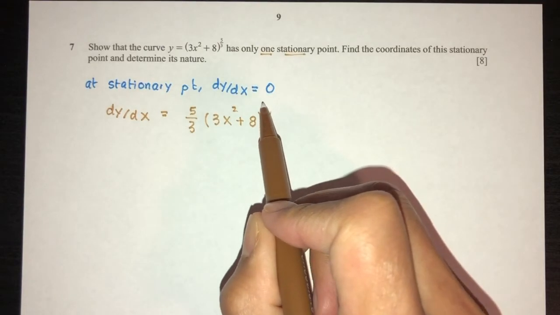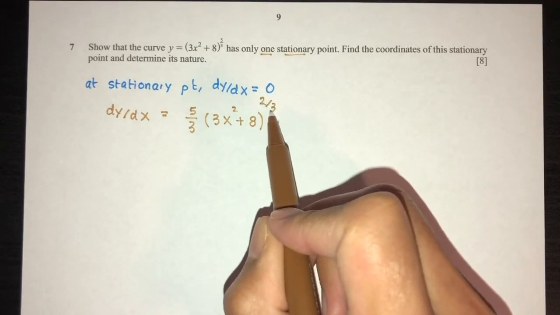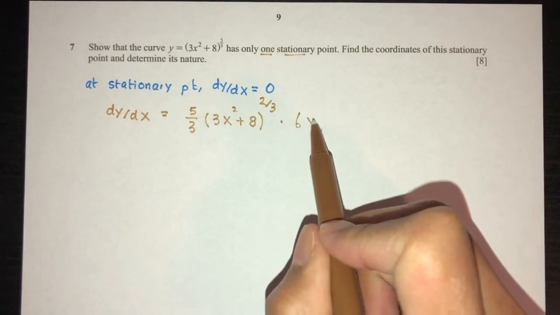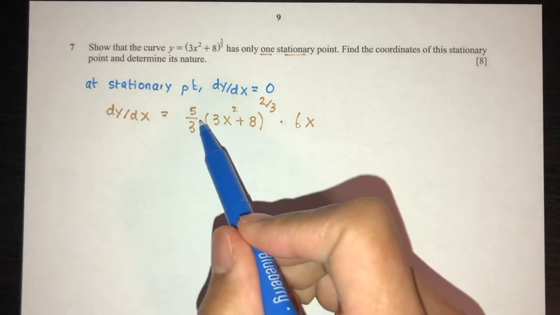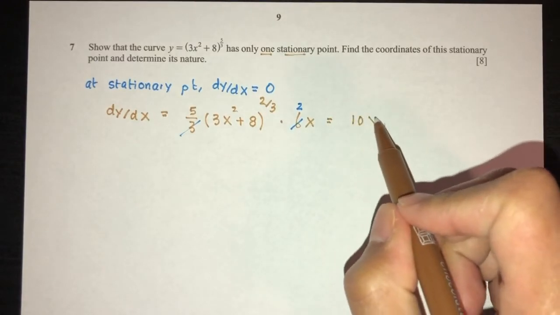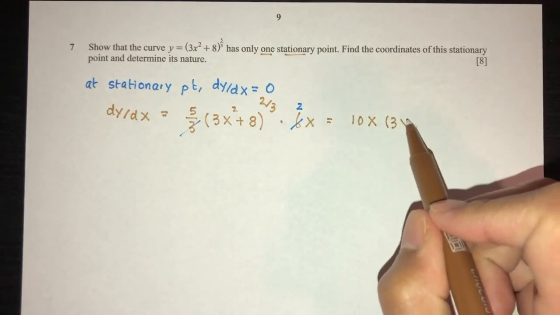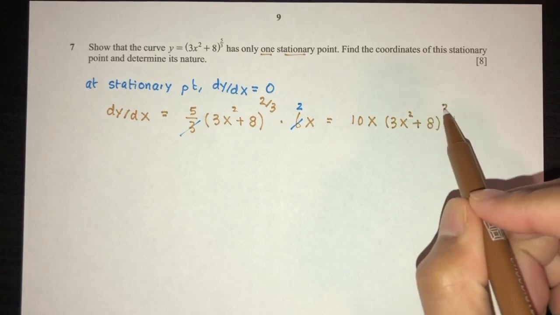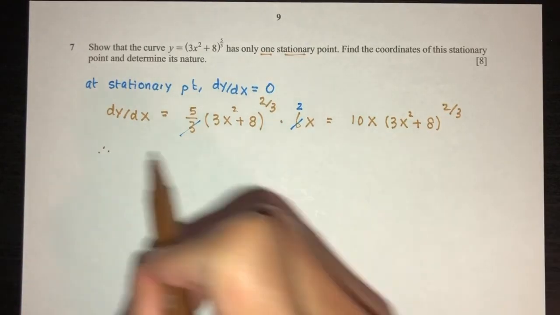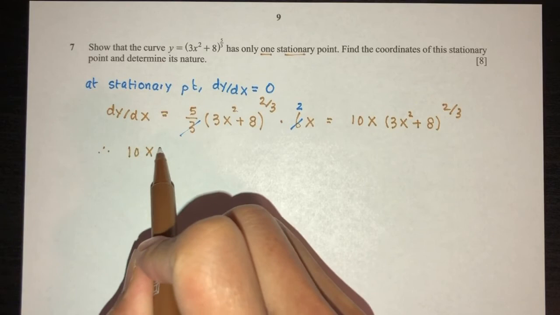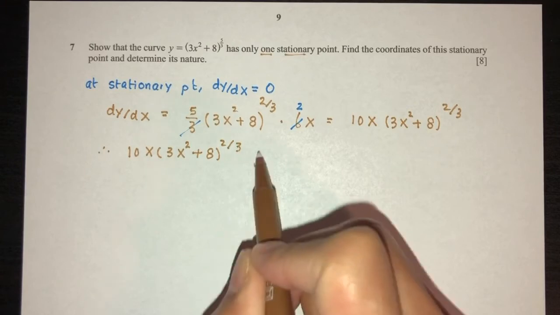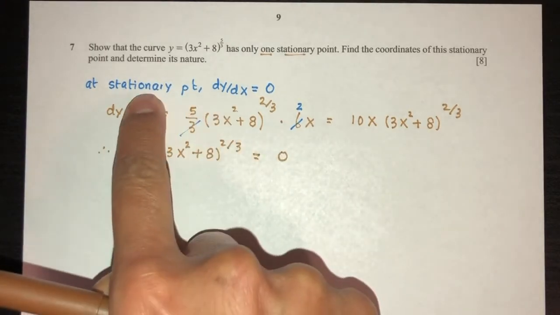That will become 5 over 3, minus 1 is 2 over 3. Then we have to multiply by the differentiation of the inside. That will become 6x. So simplify, this one cancels out, so you will have 10x times (3x squared plus 8) to the power 2 over 3. That will be the first part. Now we have to equate this to 0. So 10x (3x squared plus 8)^(2/3) equals 0 because we want to find the stationary point.